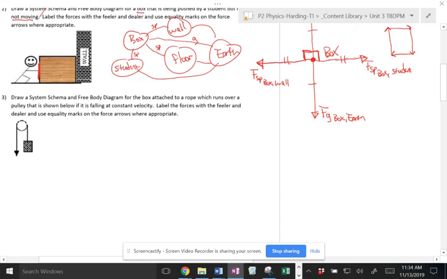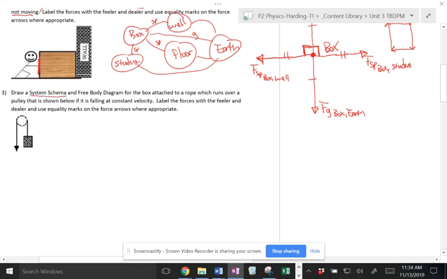All right, last one, system schema, free body diagram for this box attached to a rope. It said rope, that means something. It's falling at a constant velocity. So here's the box. Ooh, let's do a system schema quick. We got box, we got rope, we got earth. There is a pulley there. I could include that if I wanted. The rope's interacting with the pulley.